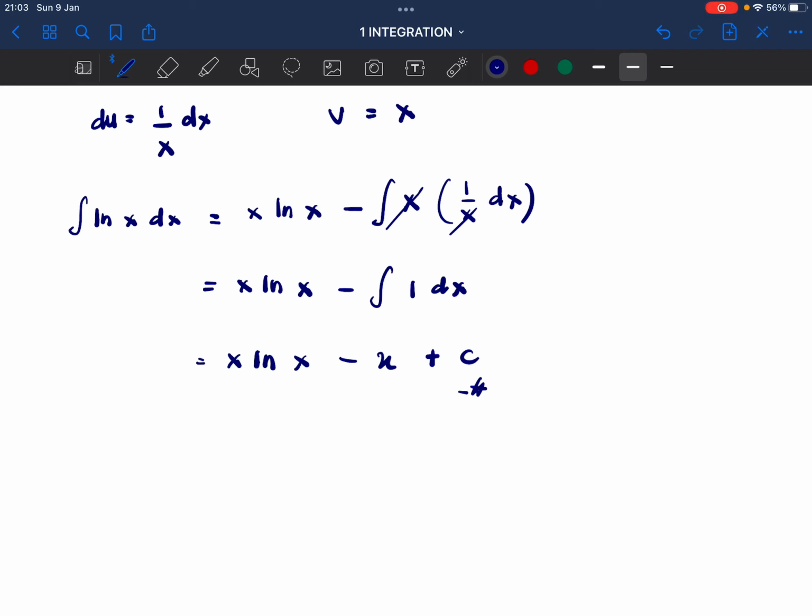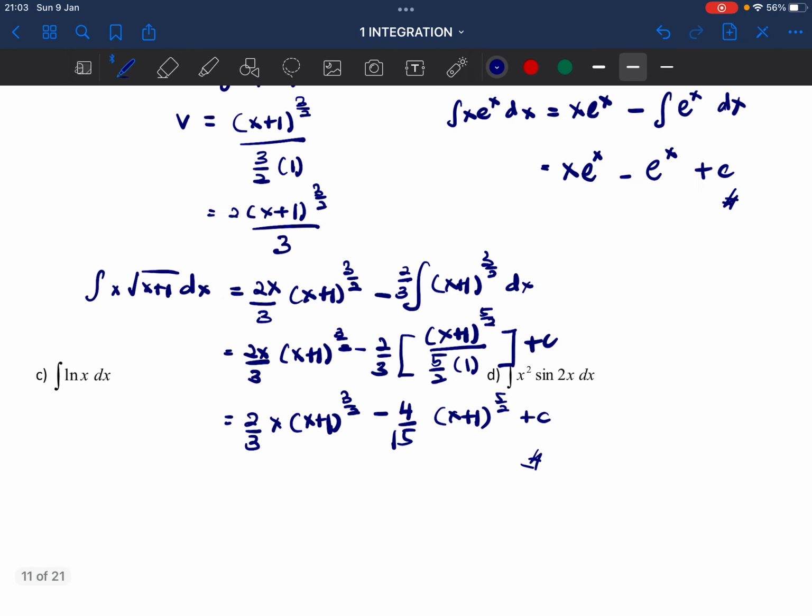Okay. Alright, so let's do the last question here. X squared sine 2x.